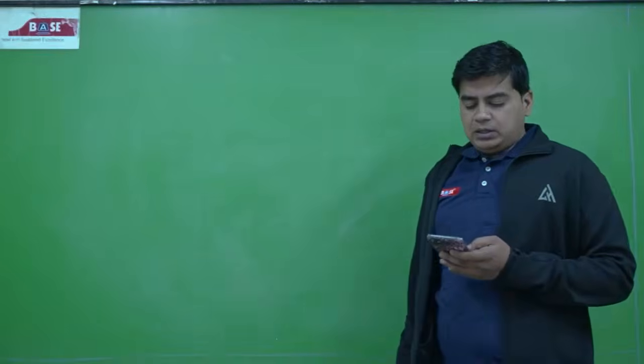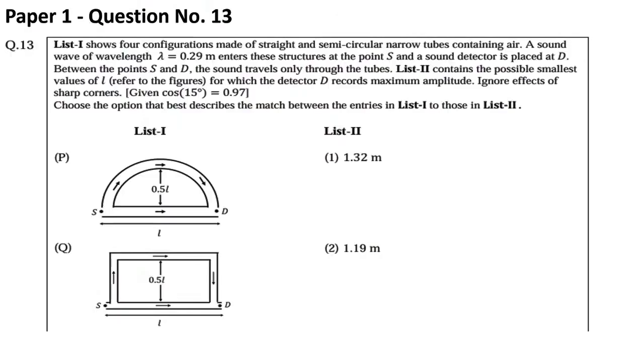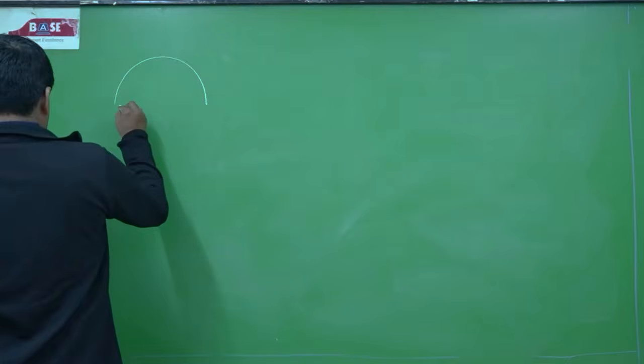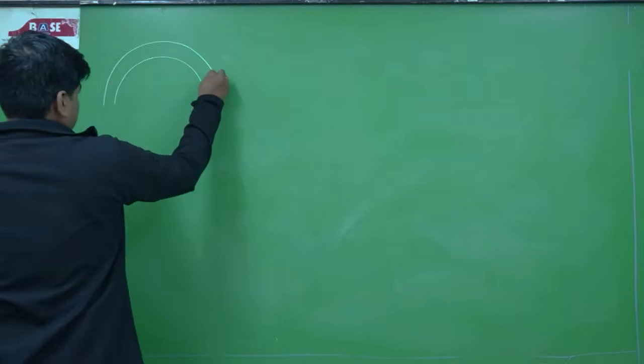So we are doing advanced paper 1, question number 13. It says that this question is from sound interference. There are 4 options, and in each option a certain case is given. So we'll take the cases one by one.